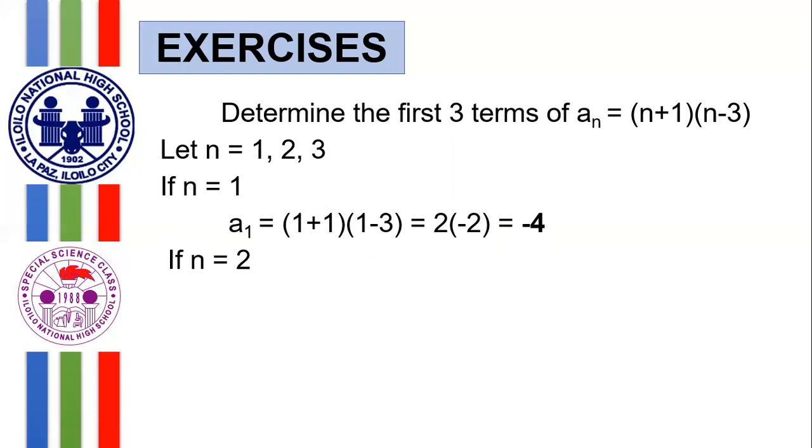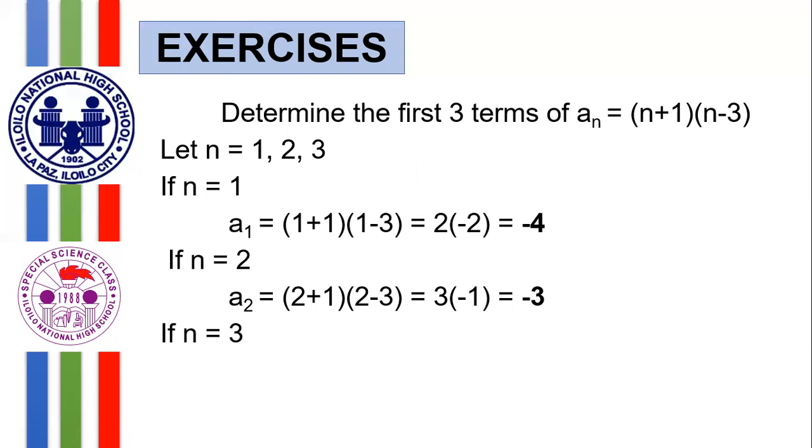For the second term, let n be equal to 2. Replacing all n's here by 2, we will get a sub 2 is equal to 2 plus 1 times the quantity 2 minus 3. 2 plus 1 is 3. 2 minus 3 is negative 1. And 3 times negative 1 is negative 3. Negative 3 here is your second term.